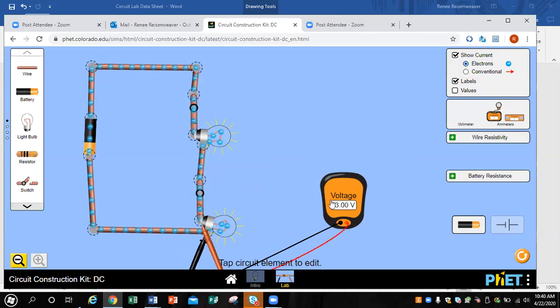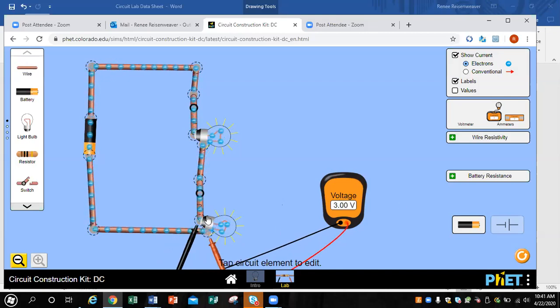Notice I get a negative. That's not a big deal. I have a red probe and a black probe. Black should be on the negative side, which should be this side first because of the way my battery is set up. Red is on the positive side. So once that is connected properly, I will get my voltage, and it's 3 volts.